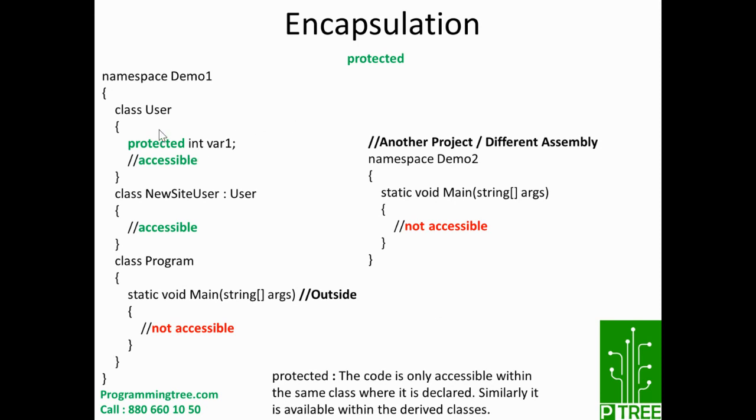What it means is, here within the user class, I have declared some protected variable. So this variable will be accessible within this class, as well as within the derived class, new site user, which is a class derived from the user class, but it is not accessible to the outside world as well as in a different assembly.